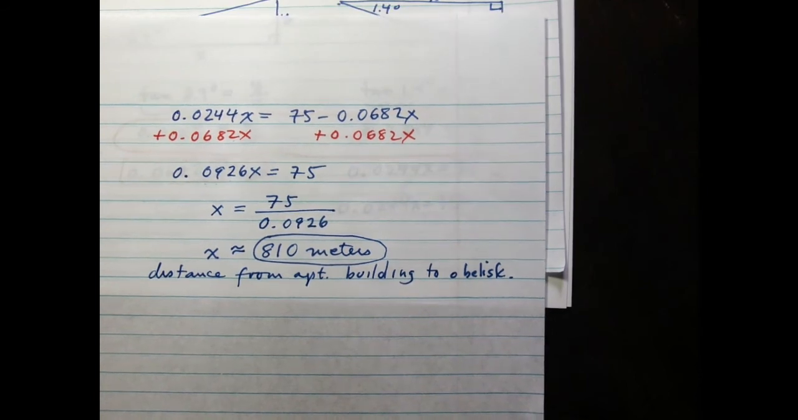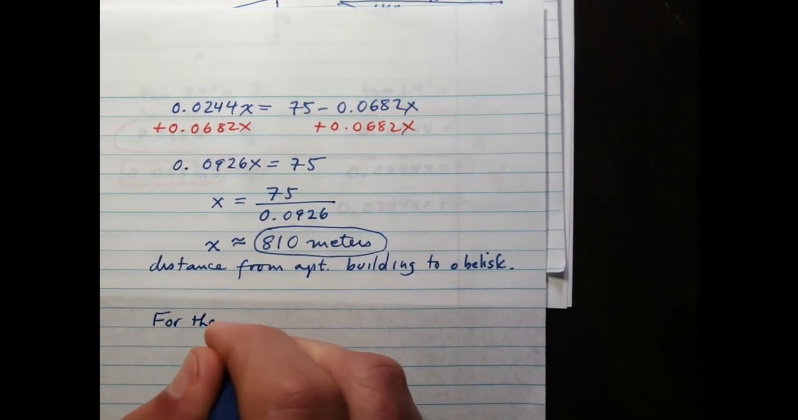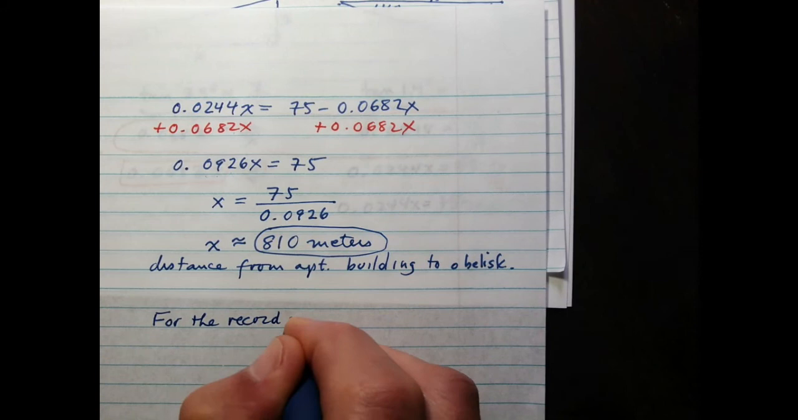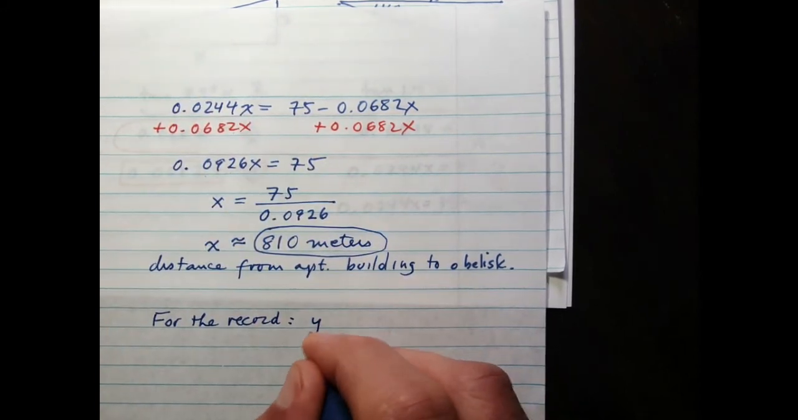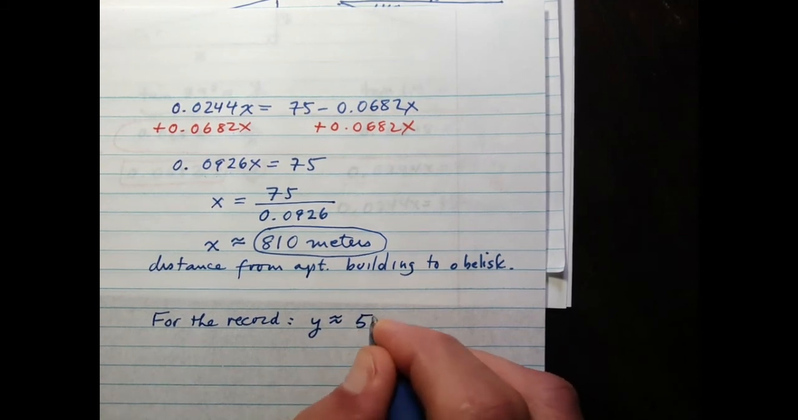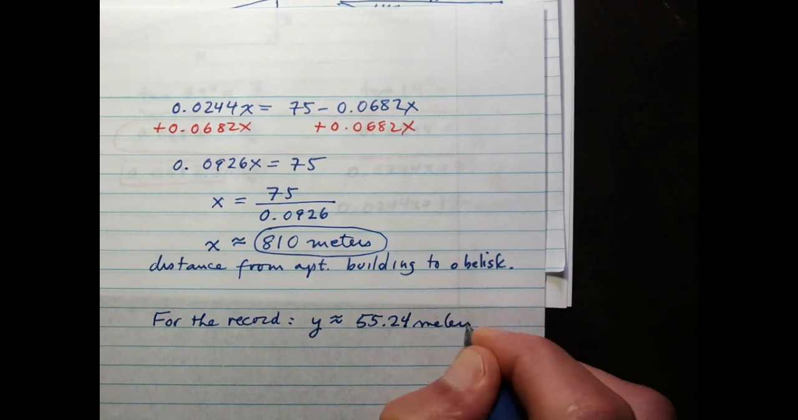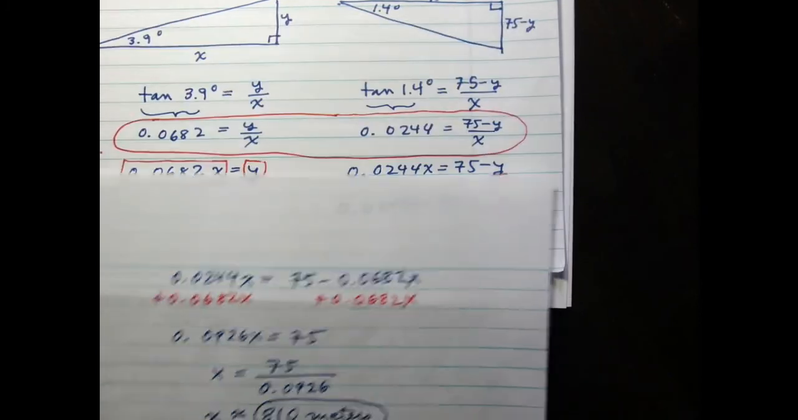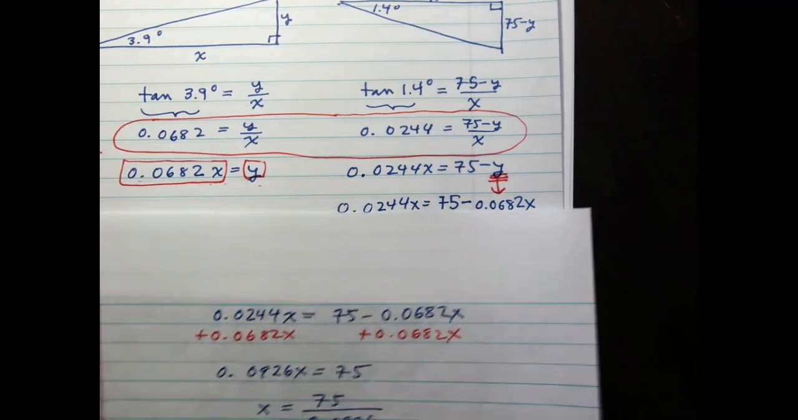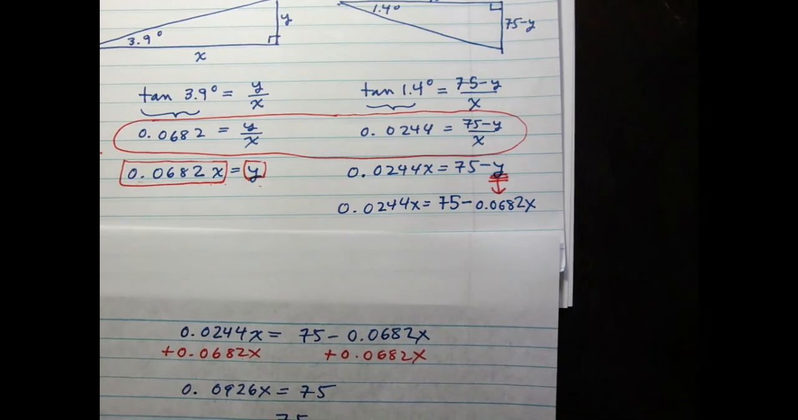We introduced y to help us set up the system, but just for the record, if you used a technique where you found a value for y first, y is about 55.24 meters if you go back and solve for y. But you don't have to. Really it was only x that we were after. We got x equals 810 meters, and we've solved this problem.